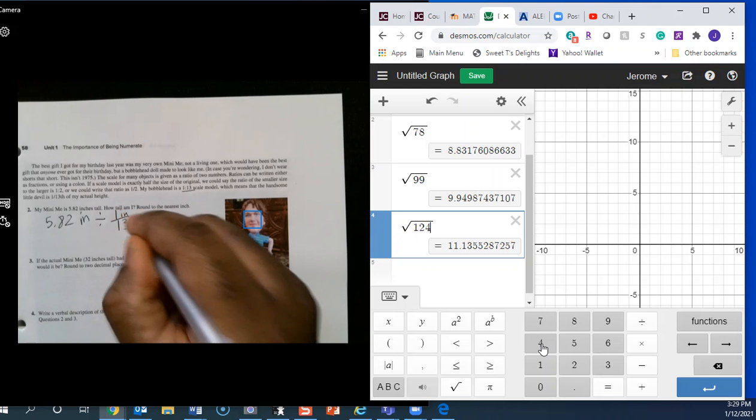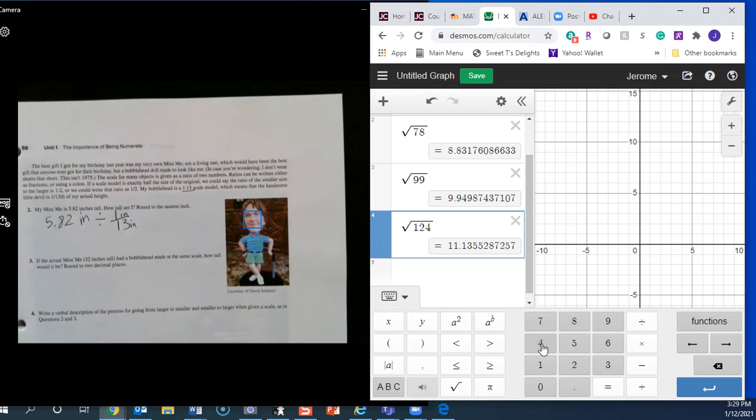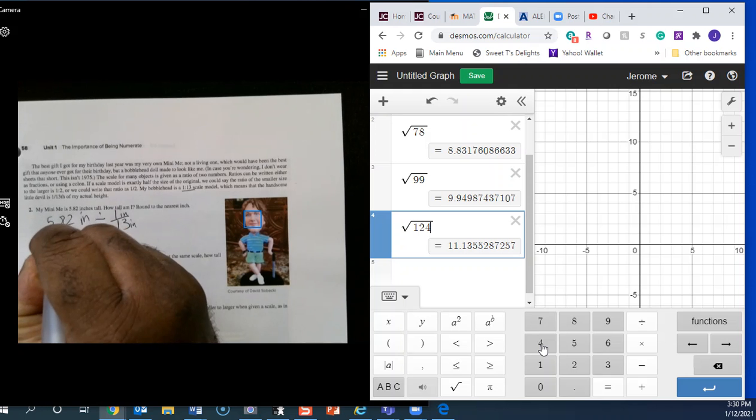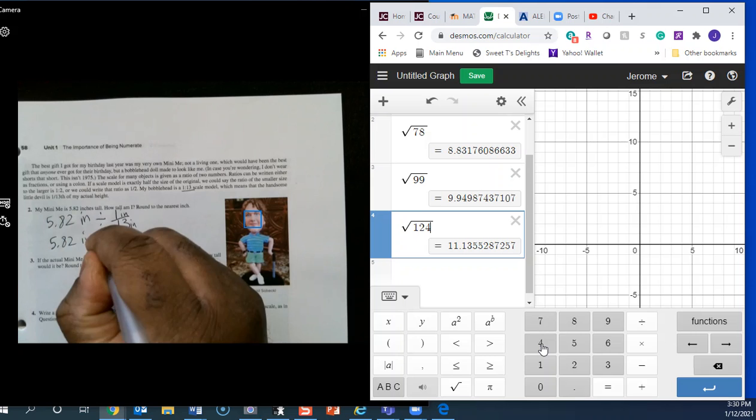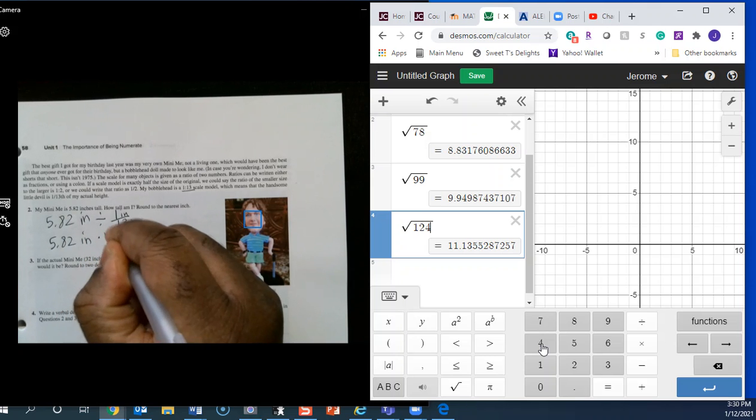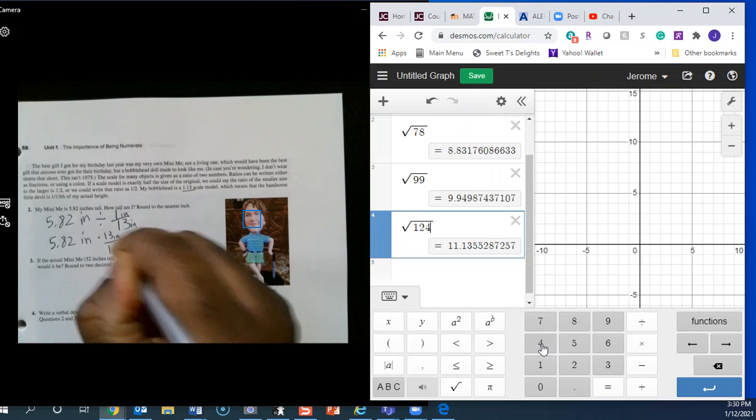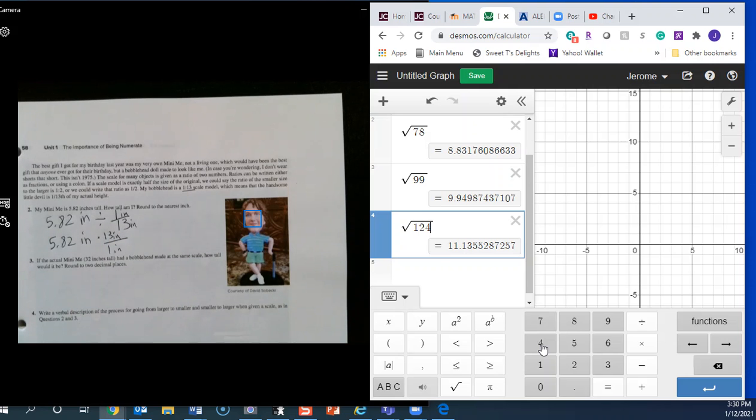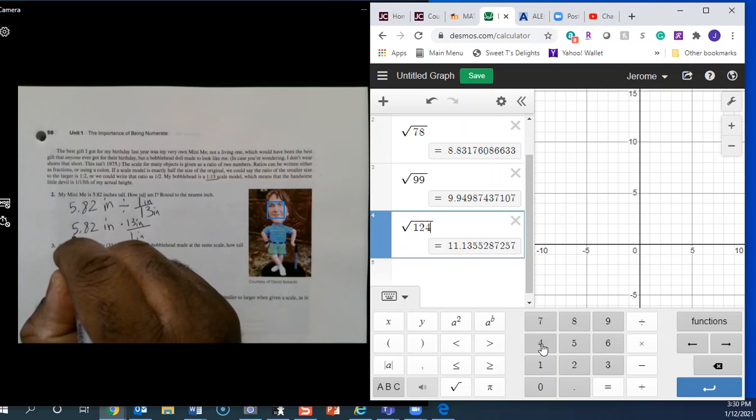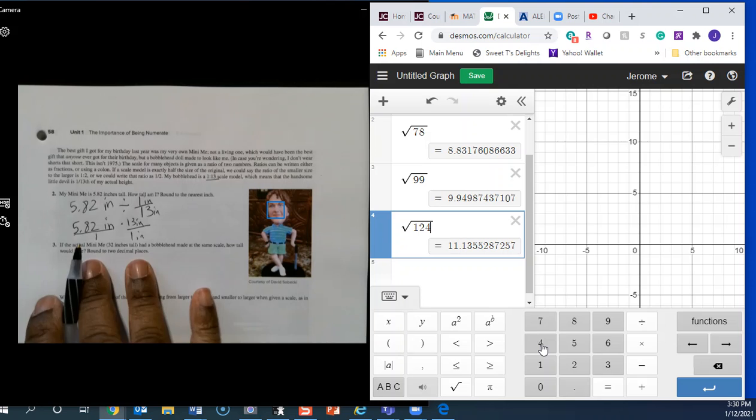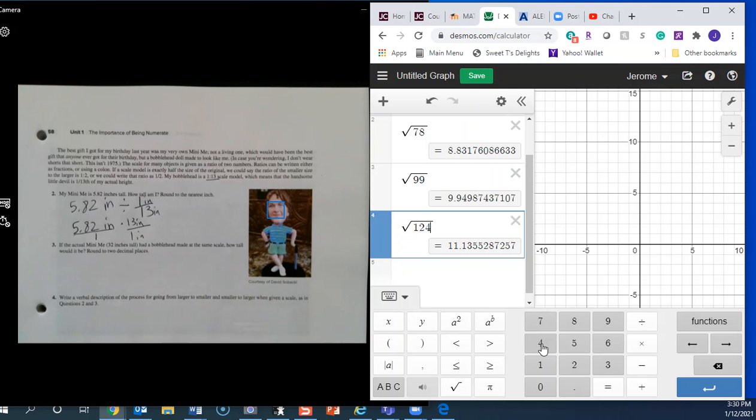So this would be 1 inch over 13 inches. Okay, so now we have to change this to multiplication. So it'd be 5.82 inches times, this would be 13 inches over 1 inch. Now, the one thing you need to know whenever you're dealing with scale is that, well, first of all, let's put this over 1 so we have a fraction times a fraction.